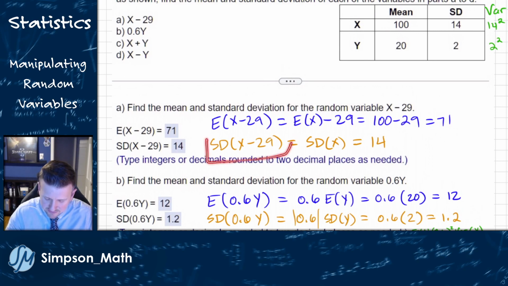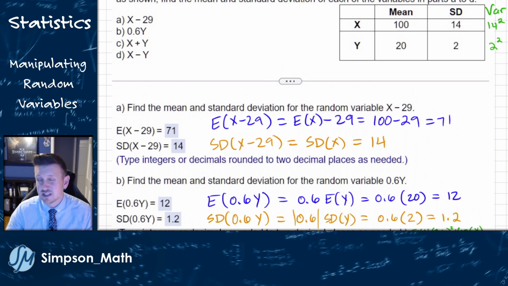All right, what about the standard deviation of this? Well, if I'm always just subtracting a constant, that's not going to change the measurement of spread. It's going to stay the same. I know that throws some students because you're like, but I'm subtracting 29. Yeah, I'm subtracting 29 from every possible outcome of x. Every possible outcome of x is 29 values smaller, but it's not any more spread out.